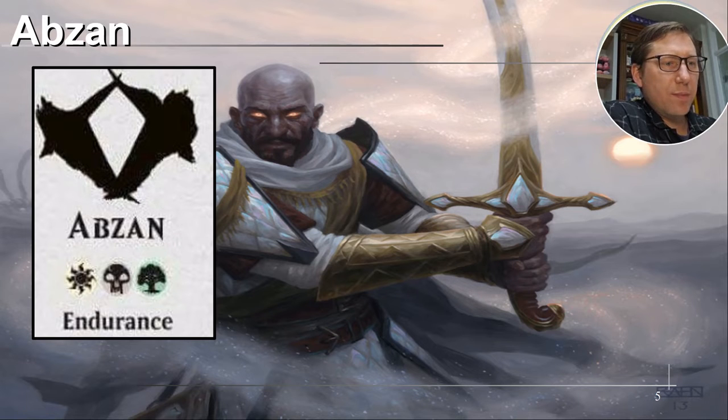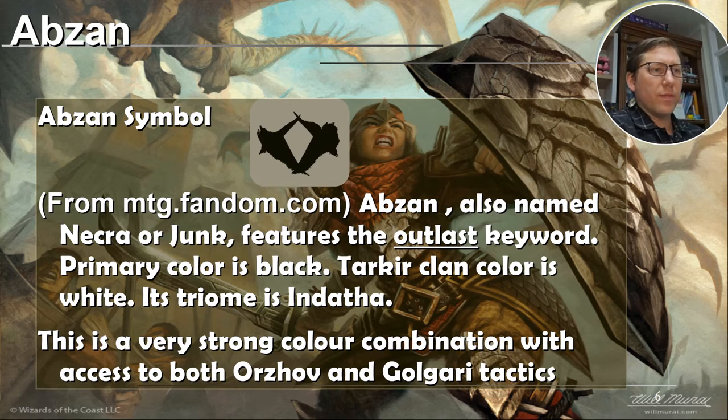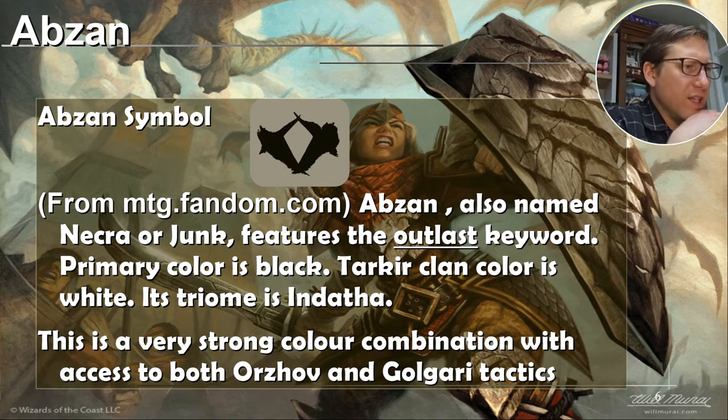First up, Abzan. That's white, black, green. The Abzan symbol is Rorschach, I guess? But anyway. Abzan, also named Necra or Junk, features the Outlast keyword. The prime color is black. Tarkir clan color is white. Its triome is Indatha.